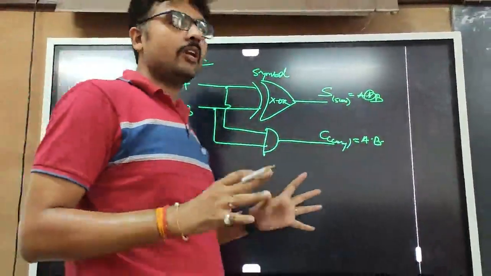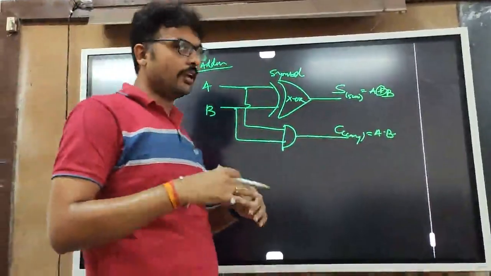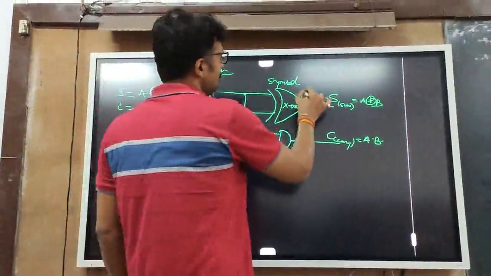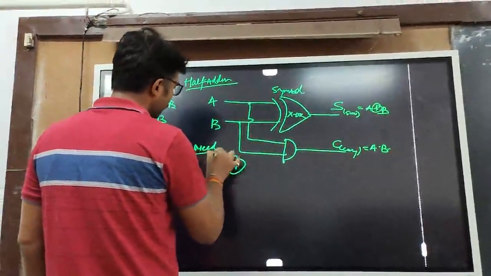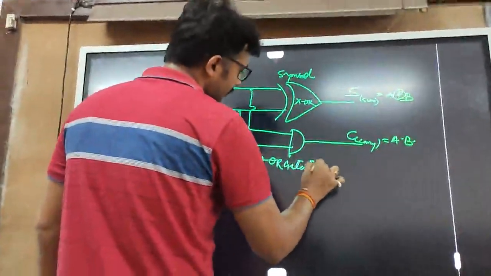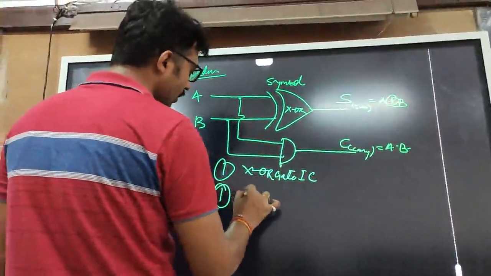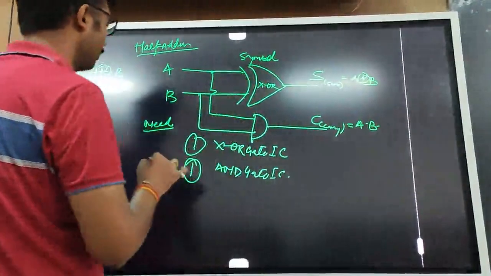So what we will require during its practical verification is one XOR gate IC and one AND gate IC.